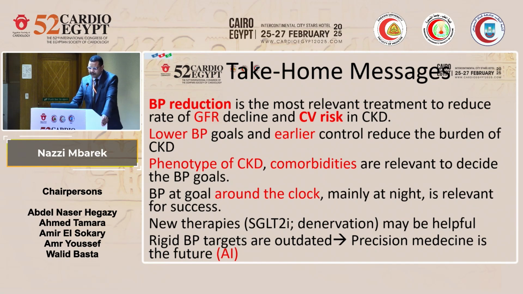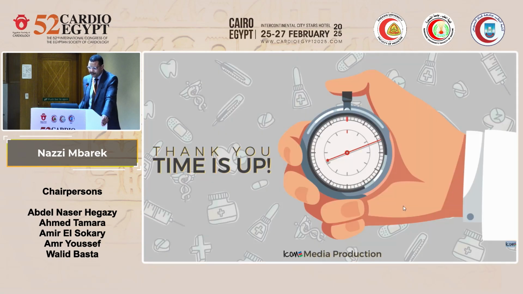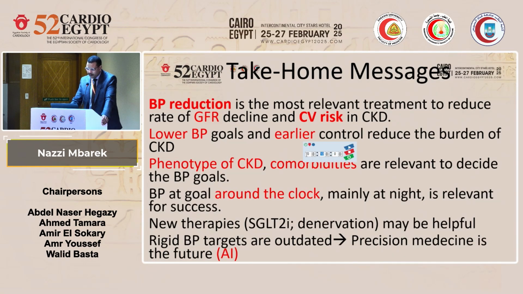As a conclusion, blood pressure reduction is the most relevant treatment to reduce the rate of GFR decline and also cardiovascular events. Cardiovascular risk in CKD. Lower blood pressure goals and earlier control reduce the burden of CKD. Phenotype of CKD and comorbidity are relevant to decide the blood pressure goals. Blood pressure at goal around the clock, with 24-hour monitoring. And new therapies, SGLT2 inhibitors and denervation, may be helpful.